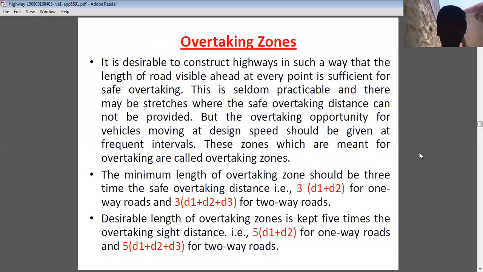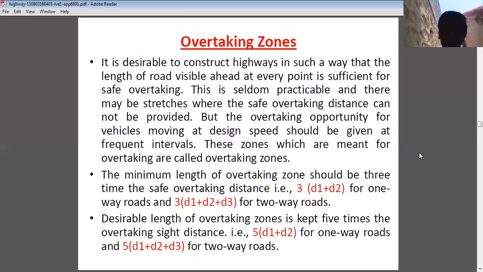We should give the overtaking zone at particular intervals, where a vehicle can be overtaken by another vehicle. This is called an overtaking zone. These zones which are meant for overtaking are called overtaking zones.